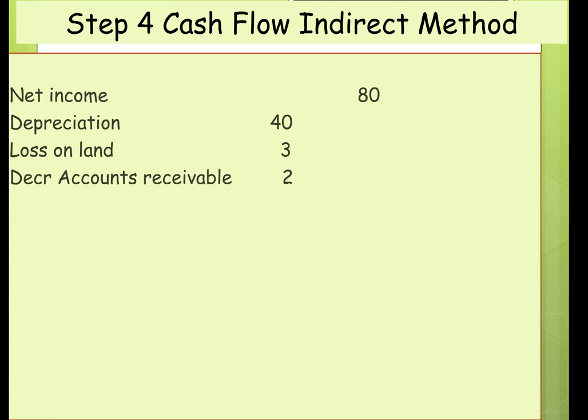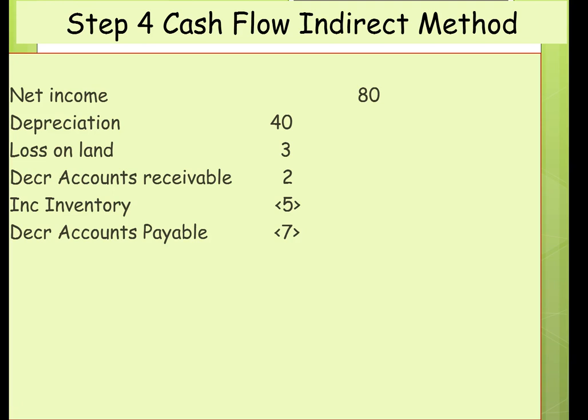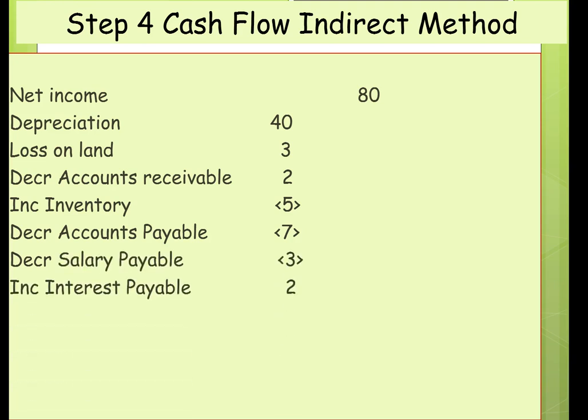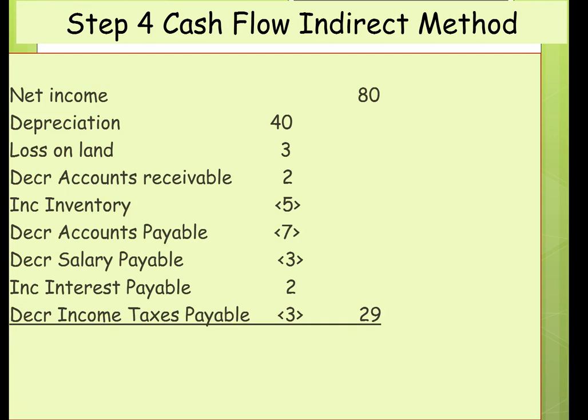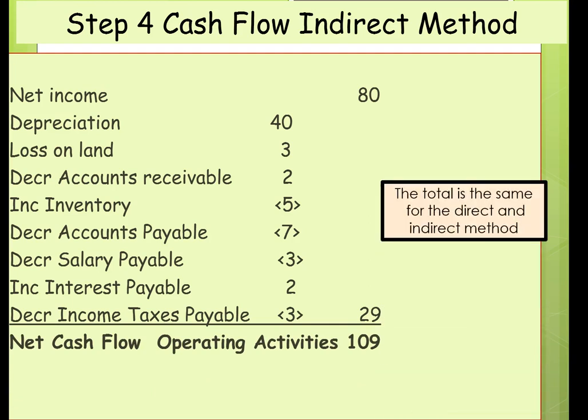And again, since accounts receivable went down, that means we got $2,000 more cash than we had in sales. Our inventory increased, which means we have expenses that were non-cash as part of that net income, so we have to back it out. Now for our accounts payable, these are our current liabilities. We go in the same direction. So if it went down, we subtract. Again, salaries payable went down, we're going to subtract. And interest went up, so we're going to add that in. And then the last we have is our decrease in income taxes payable. We add all those up and we get our 109, which is exactly what we received using the direct method.